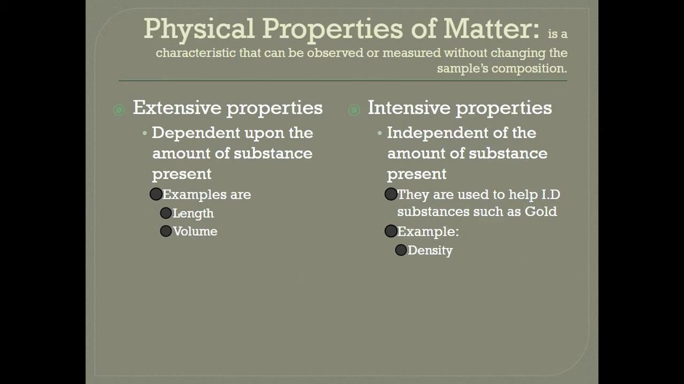Now, X, as soon as you see that, think external. An external property. These depend on the amount of the substance. This would be the length of the substance, the volume of the substance, the weight or mass. And then we have our intensive properties. These are internal properties. It is not dependent upon the amount of the substance you have. So an example would be density.